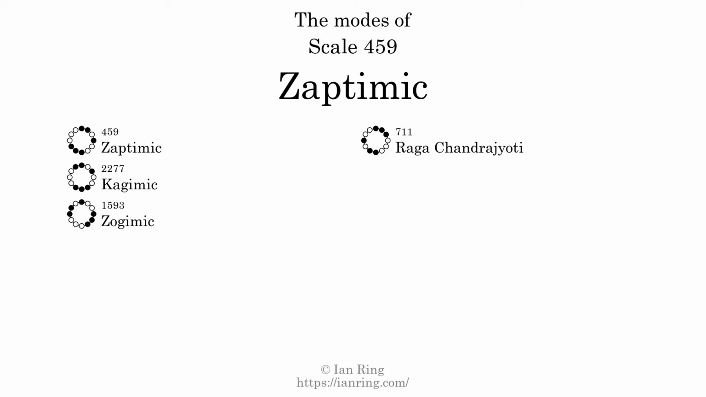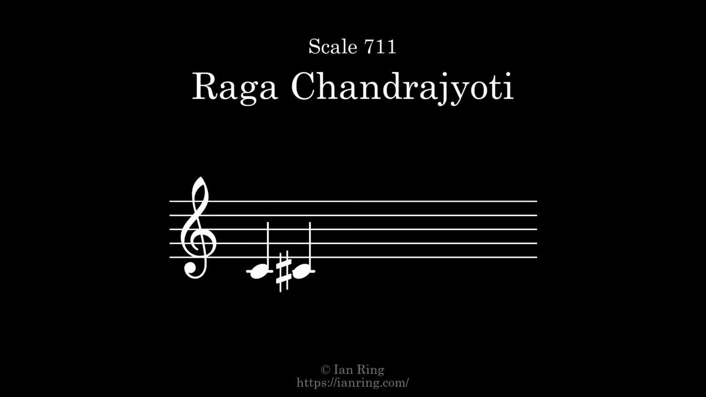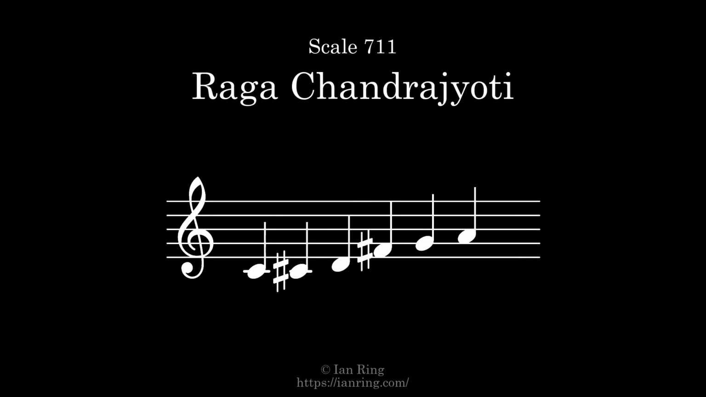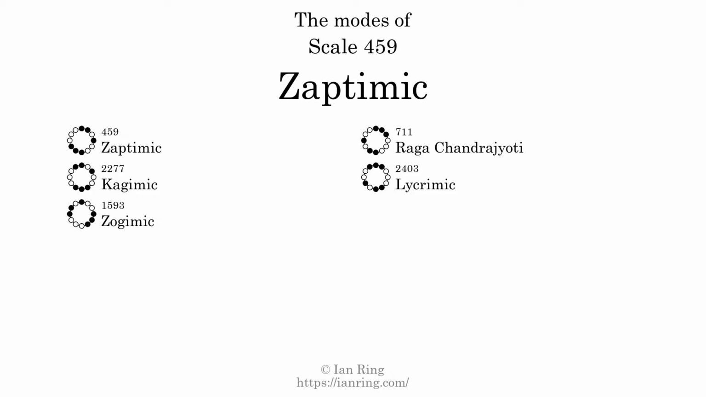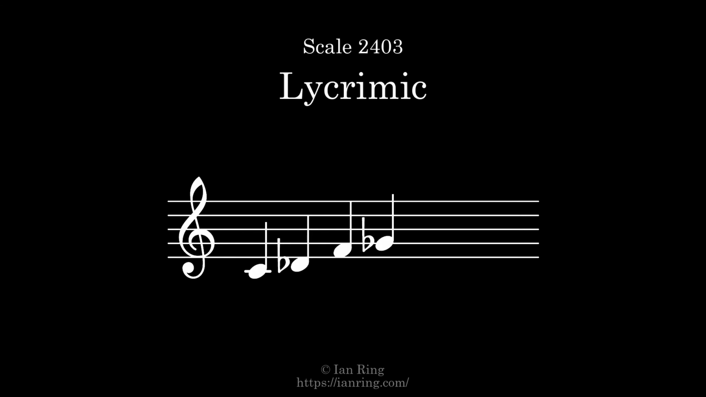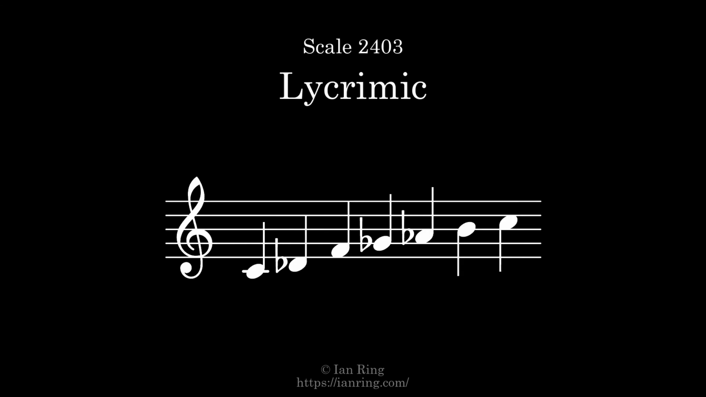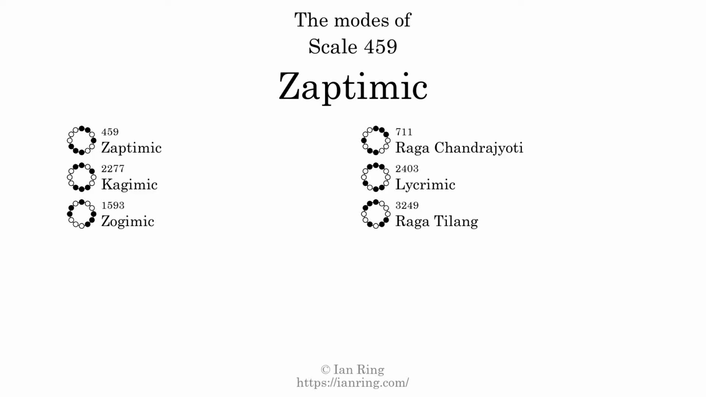The fourth mode is scale 711, also known as Raga Tilang. It sounds like this. The fifth mode is scale 2403, also known as Zaptimic. It sounds like this. The sixth and last mode is scale 3249, also known as Raga Tilang. It sounds like this.